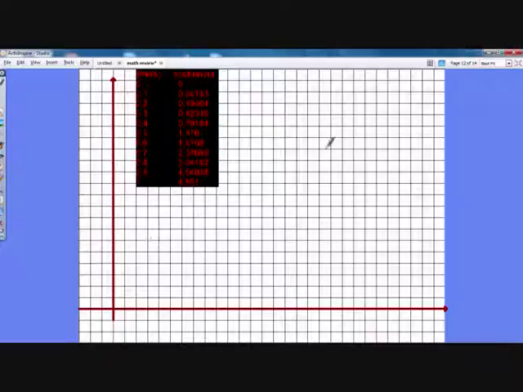So those are key points. We should use grid paper. We should make it full size.